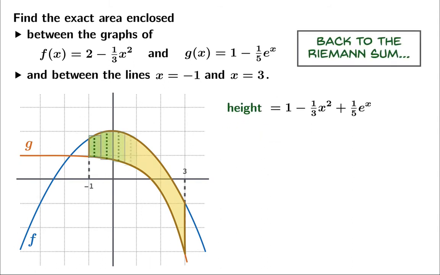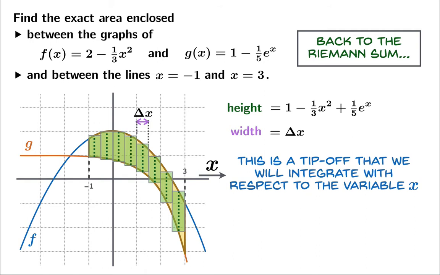Let's think about what our Riemann sum looks like. We'll have a common delta x. And by the way, the delta x should tell you, that's a tip-off, that we're integrating with respect to x. We're going to add these boxes up along the horizon, and that means we're actually shooting for an integral with respect to the variable x.